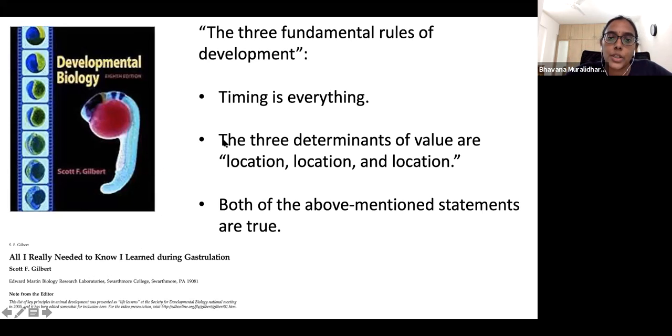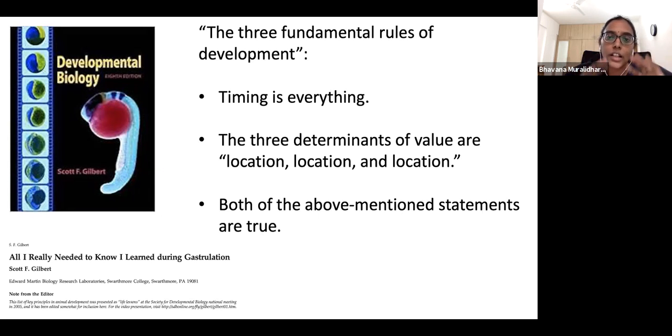One of the key takeaways for me was that he said there are three fundamental rules of development. The first is that timing is everything, which perhaps alludes to the temporal regulation of this entire process. The next thing he said is that there are three determinants of value: location, location, location, which means location is the key. That is the spatial angle to this. And lastly, perhaps as a joke, he says that both of the above statements are true, which means that the two things which are very important in development are timing and location. And that's what determines, I think, everything else.